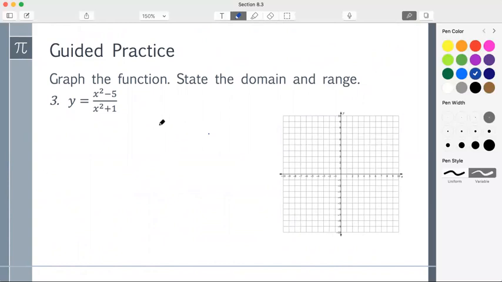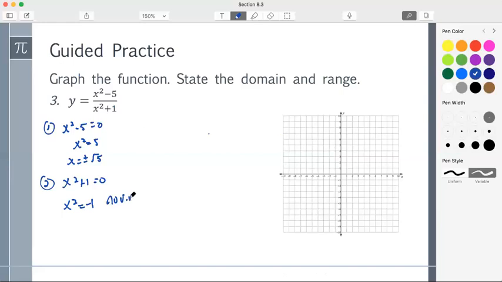All right, so step 1, set the numerator equal to 0. Solving, you get x squared equals 5, so you get x equals plus or minus the square root of 5. Step 2, set the denominator equal to 0: x squared plus 1 equals 0. X squared equals negative 1. Can't happen. No vertical asymptotes. Therefore, domain is all real numbers.